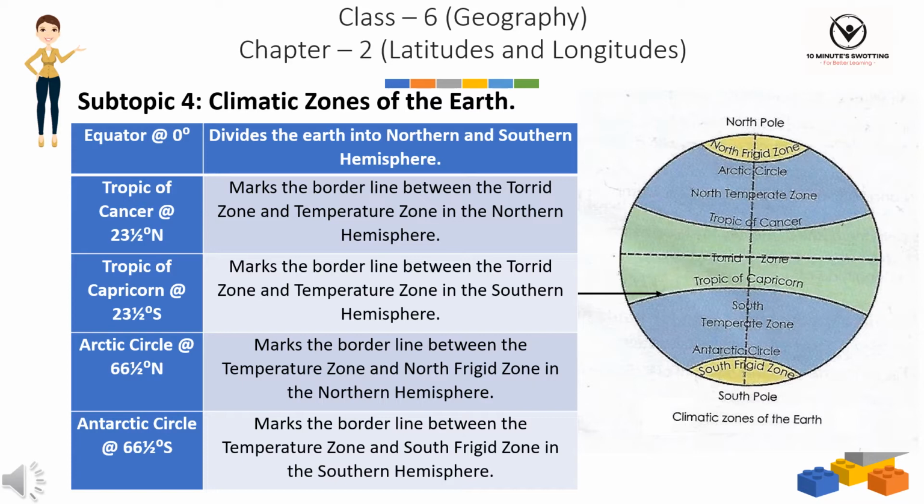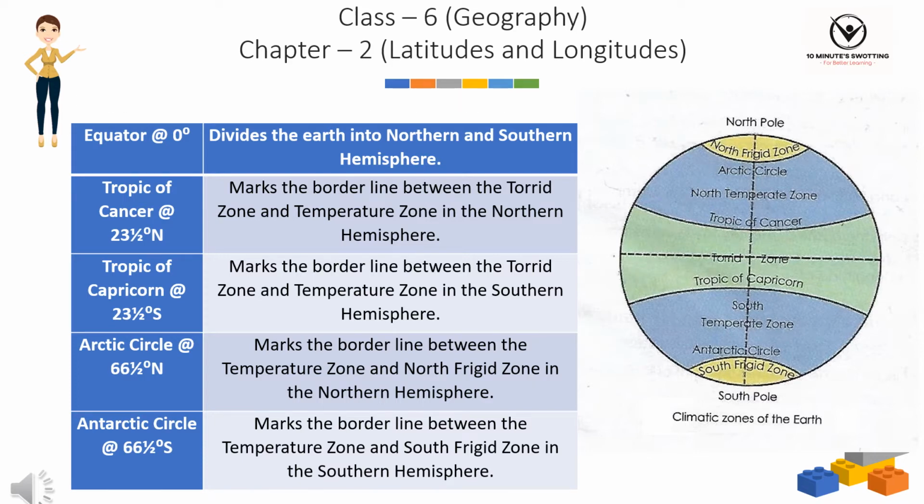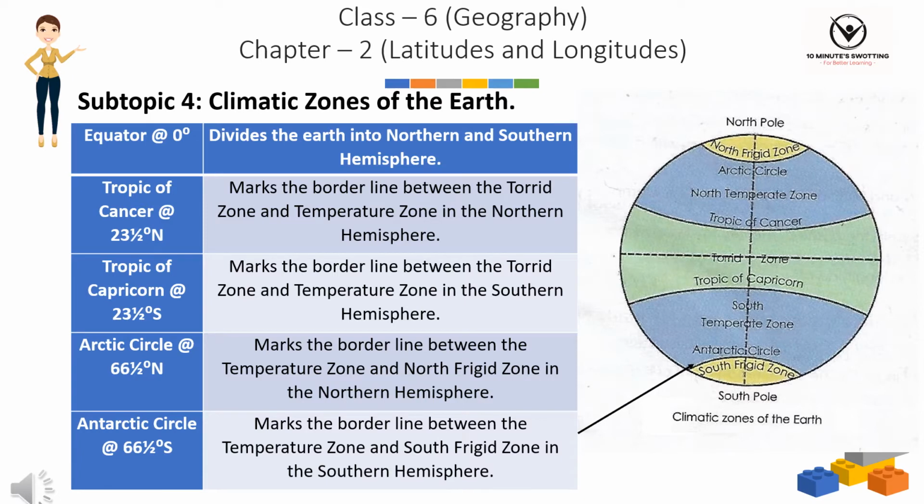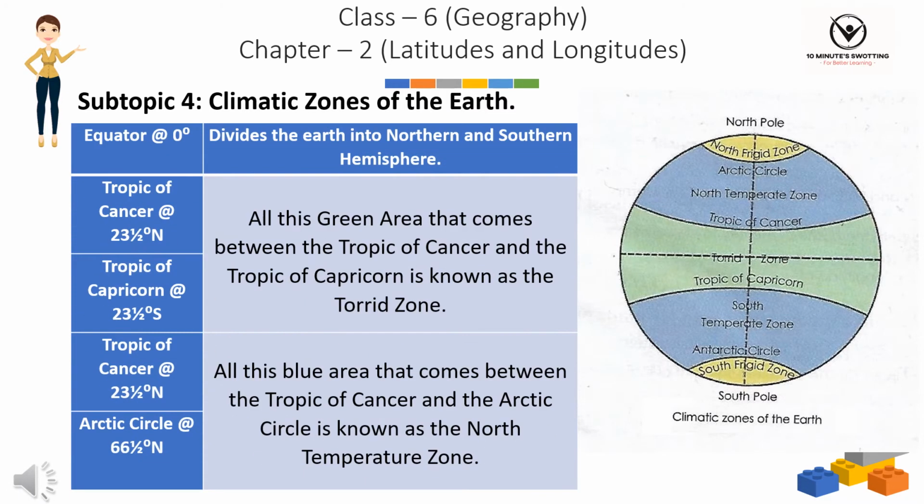Arctic Circle at 66.5 degrees north marks the borderline between the temperate zone and north frigid zone in the northern hemisphere. Antarctic Circle at 66.5 degrees south marks the borderline between the temperate zone and south frigid zone in the southern hemisphere.